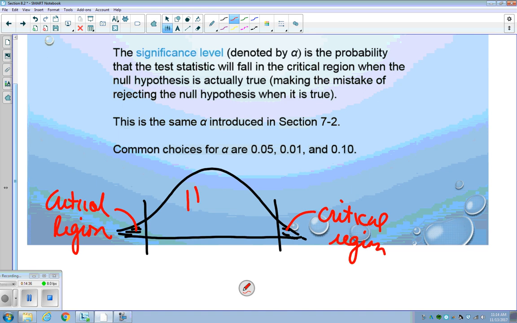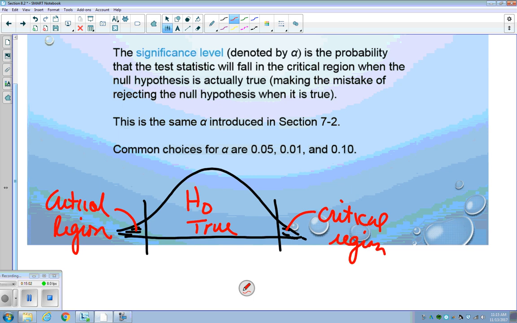Here is where my null hypothesis is true, right there, anywhere inside of where the critical regions are not. Just like when we talk about being usual and unusual. Remember how we did that?